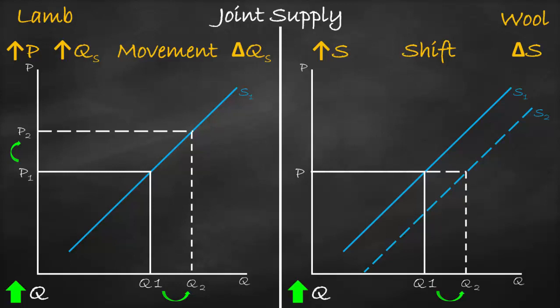Therefore, what's the relationship between the price of lamb and the supply of wool? It's a positive relationship. So if I tell you that we have a higher price of one product and a higher supply of another product, or a lower price of one product and a lower supply of another product, this means that these two goods are joint supply. I produce them together.